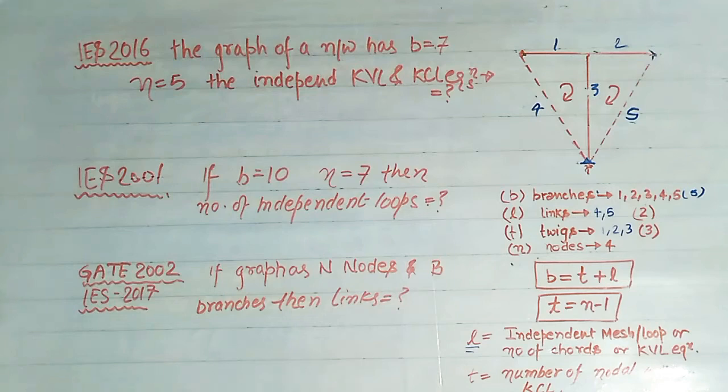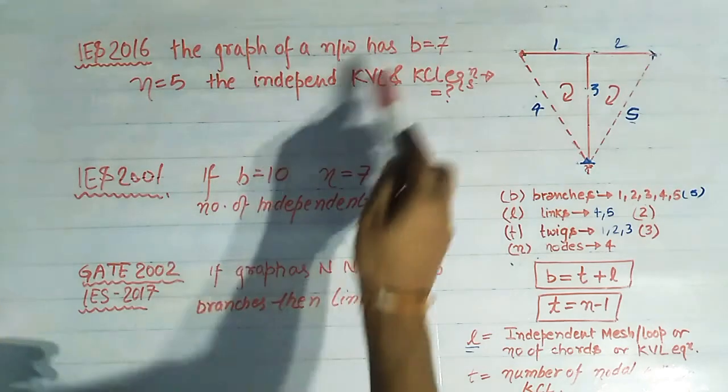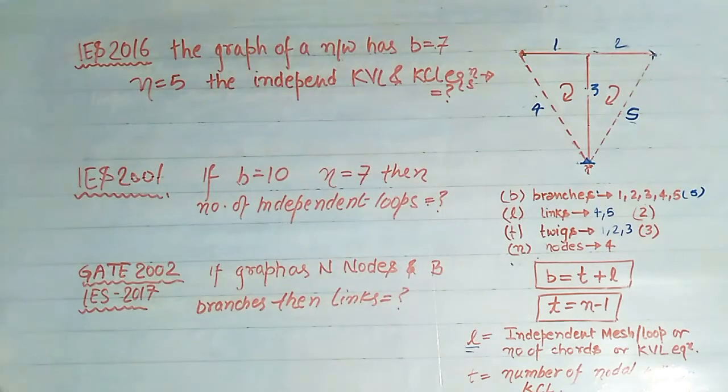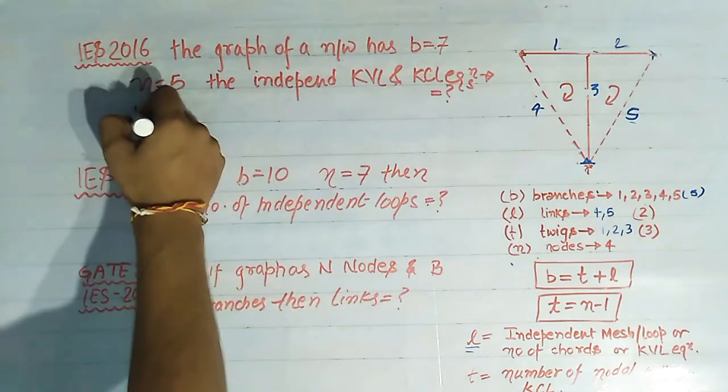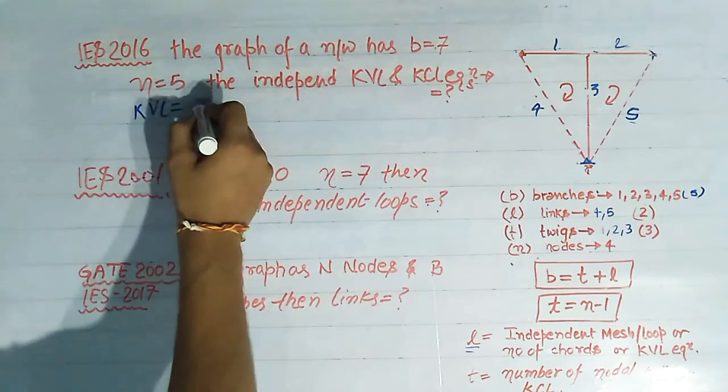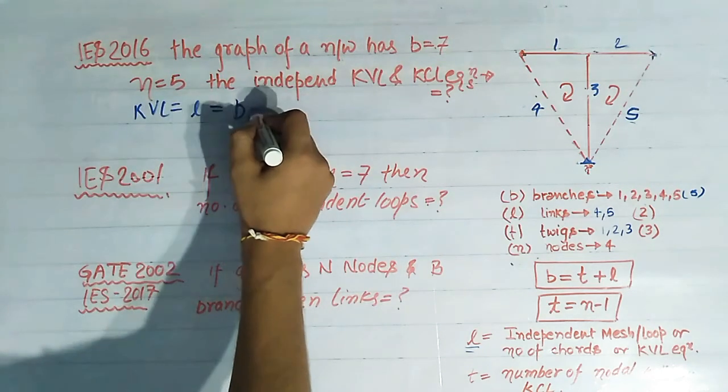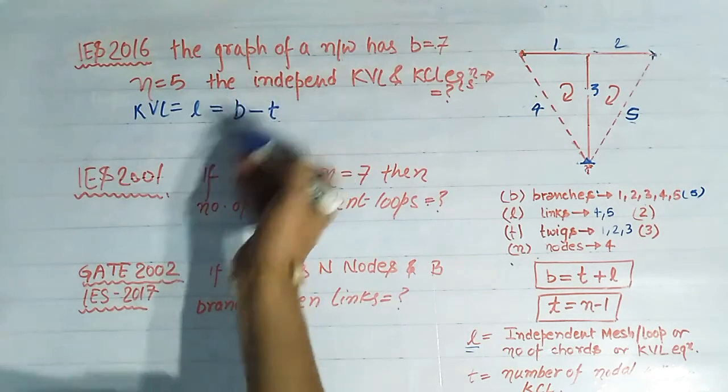Now take this question that has been asked in ES 2016. The graph of a network has number of branches B equals 7, and number of nodes N equals 5, and we have to find the number of independent KVL and KCL equations. We know that the number of independent KVL equations is equal to the number of links, that is equal to the branches minus the number of twigs.